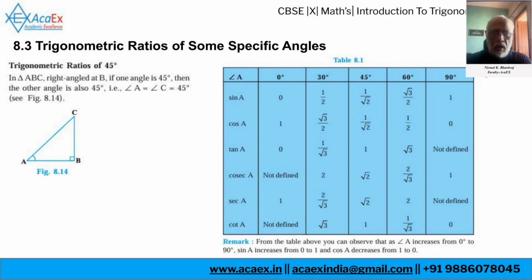This slide provides a table with the values of the trigonometric ratios for the angles 0 degrees, 30 degrees, 45 degrees, 60 degrees, and 90 degrees. A key observation is that as an angle increases from 0 degrees to 90 degrees, its sine value increases from 0 to 1, while its cosine value decreases from 1 to 0.